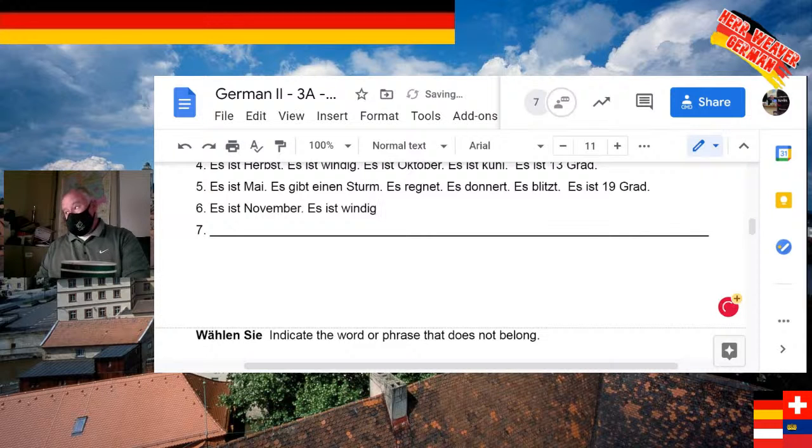Uh-huh. Again? Yeah, quickly. Windig, what else? Es ist 5 Grad. Es ist 2 Grad. That thermometer says 15 in the background. So it's probably like, would it be negative? No, it says 15. It's 15 Grad Celsius. Oh.